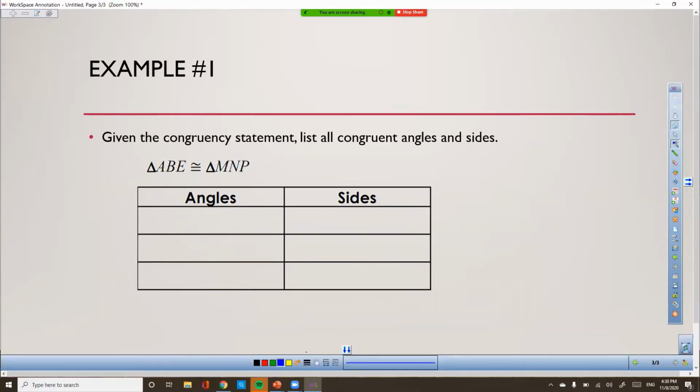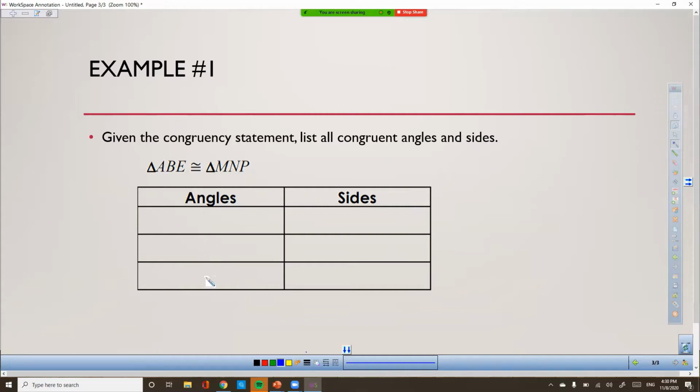Let's go ahead and look at this first example, number 1. It says, given the congruency statement, list all the congruent angles and all the congruent sides. So they give me my congruency statement here that's saying triangle ABE is congruent to triangle MNP. I don't even know how my triangles look, but I already know that I have 2 congruent triangles where the corresponding angles and the corresponding sides are equal.